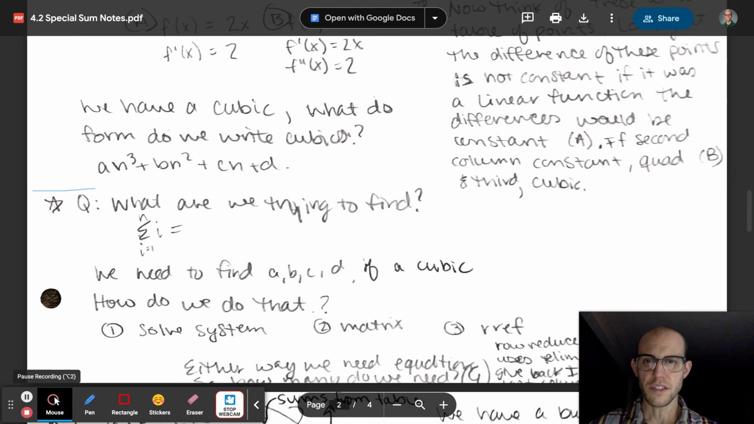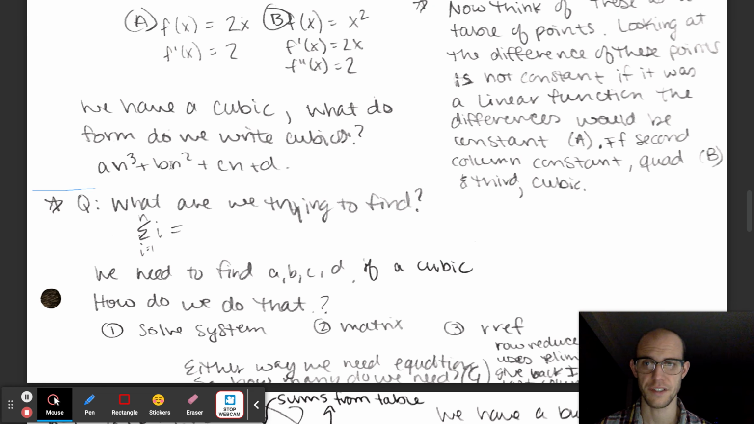So because this is cubic, let's think of the general form of a cubic equation. Well, it's for sure going to have a cubed, and then a constant in front of it, and then a squared component, and then a constant in front of it, a linear part, and then a constant in front of it, and then a constant part.